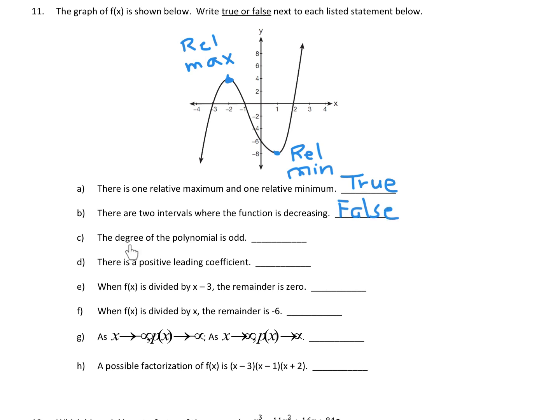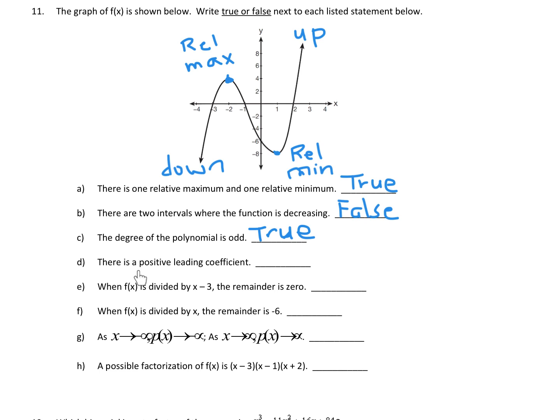Okay, so the next one, the degree of the polynomial is odd. Okay, well, remember for that, look at the left, it's going down. Look at the right, it's pointing up. If one side of the graph is pointing down and the other side is pointing up, that is going to be an odd degree function. It's only an even degree if both arrows are pointing up or if both arrows are pointing down. So this right here is a true statement. It is odd. We have one side down, one side up. Okay, opening in different directions.